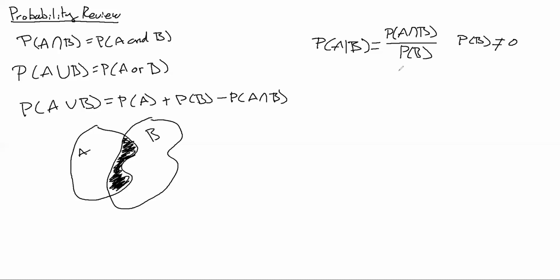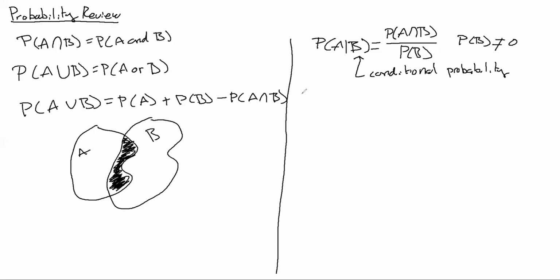And from the conditional probability, we get the multiplication rule. For the multiplication rule, we just multiply both sides by the probability of B, which you get up there. Let me draw a line here so we don't get confused.